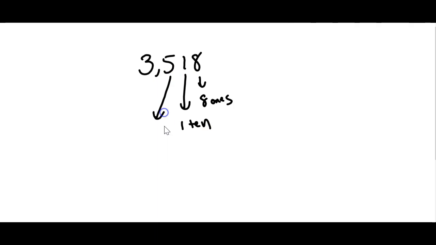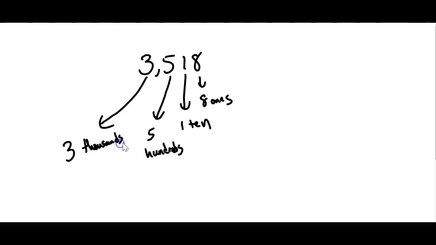So in order to understand binary, let's look at our base 10 number system that we're so familiar with. So for instance, let's suppose we have the number 3,518. When we take a number like that, what we're really saying is we have 8 ones, 1 ten, 5 hundreds, and 3 thousands. And so this is what our base 10 number system looks like.